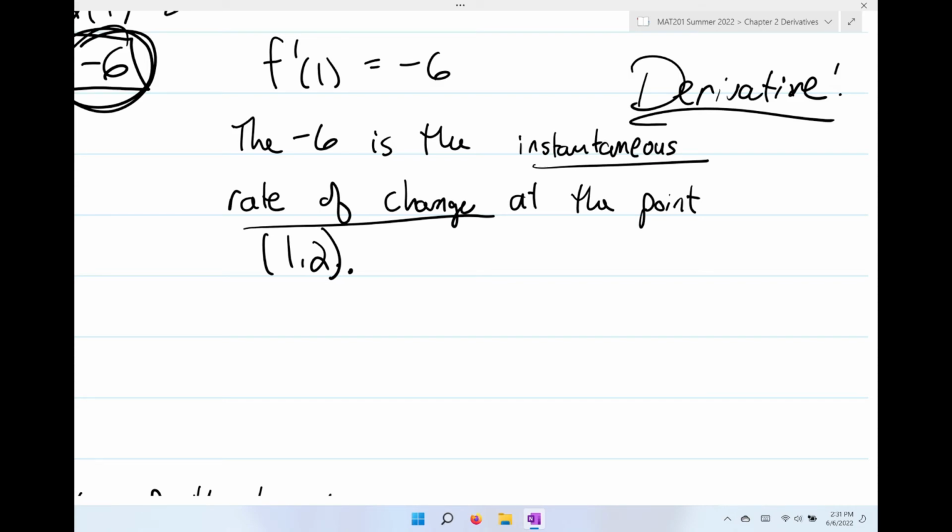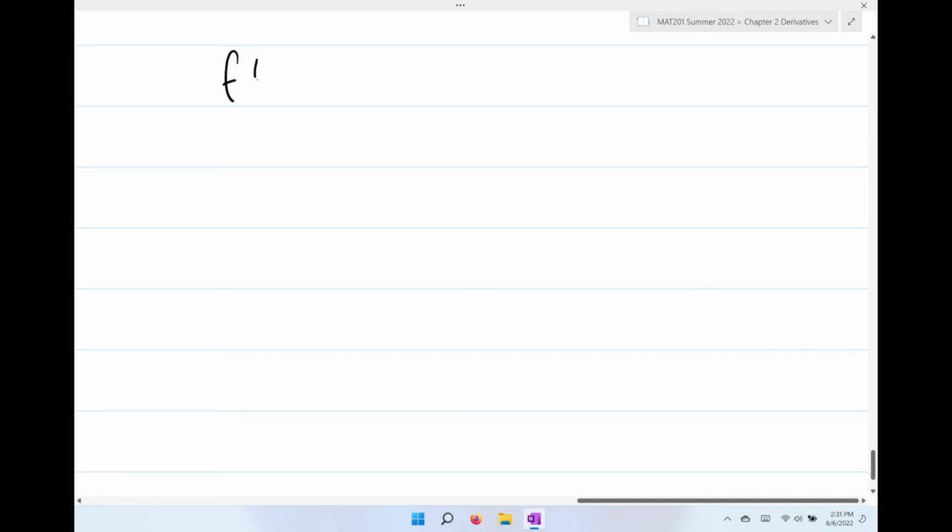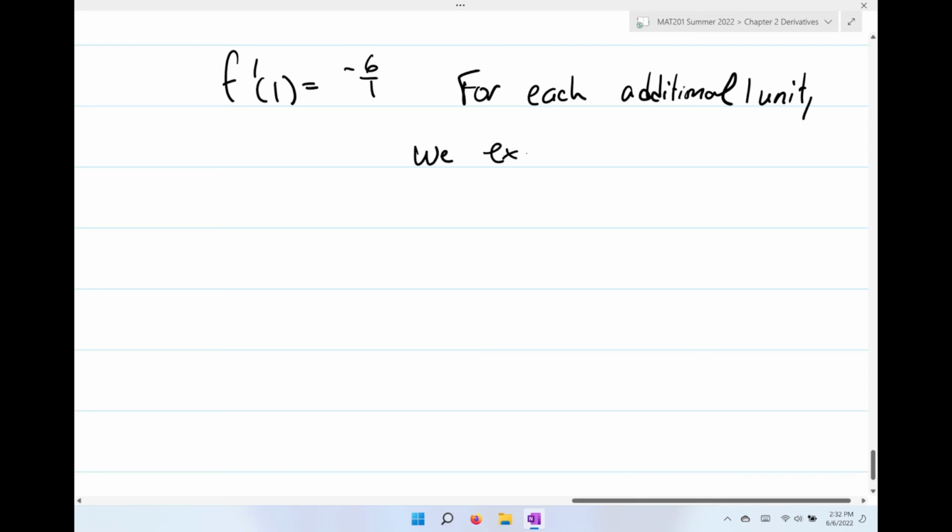All right. So let me write this here. f prime of 1 equals -6/1, all right? Because remember, you can turn any integer into a fraction or into a ratio by putting it over 1. And here's what this is. We know this is the instantaneous rate of change, and what this says is for each additional 1 unit, we expect a decrease of 6 units. Now, whatever those units are, I have no idea.